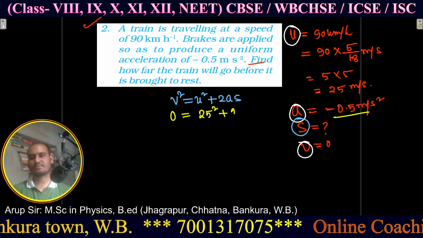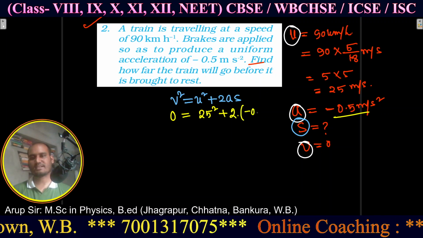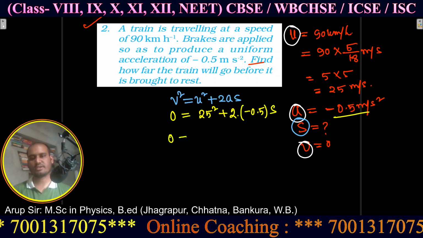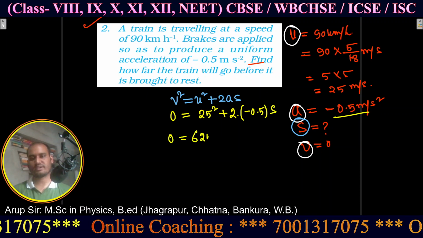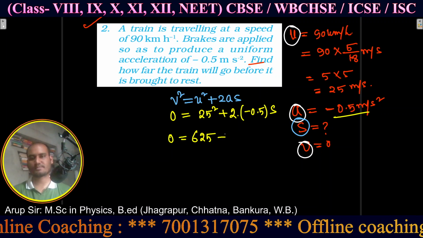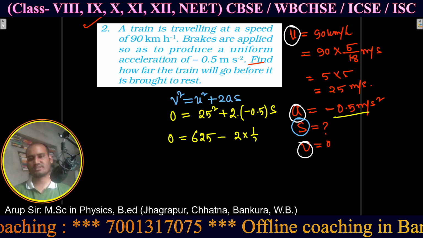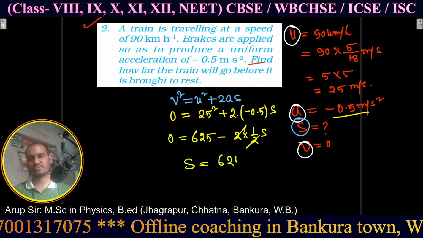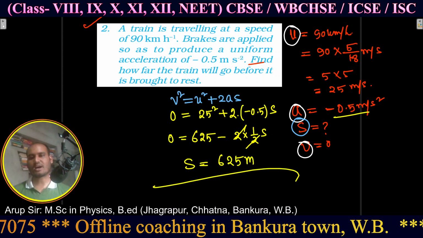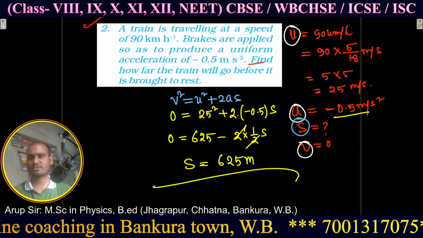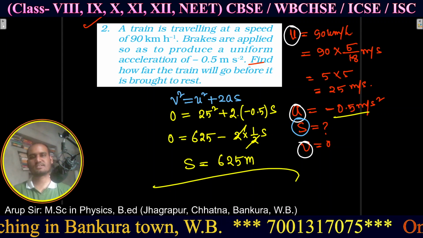So 25 square into 2 into a means minus 0.5 into s. Now 0 equals to 25 square is 625 and plus, because minus times minus, 2 into 0.5 means 1 by 2 into s. So s you will get, which is 625 meter. So how far it will move before it stops? That is 625 meter. Okay, so this is the answer.